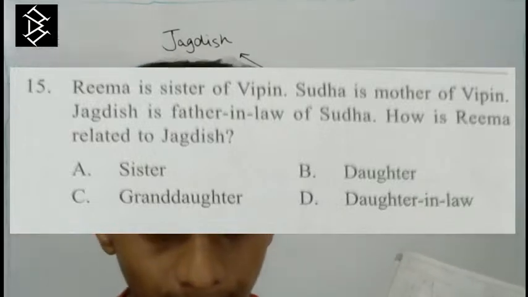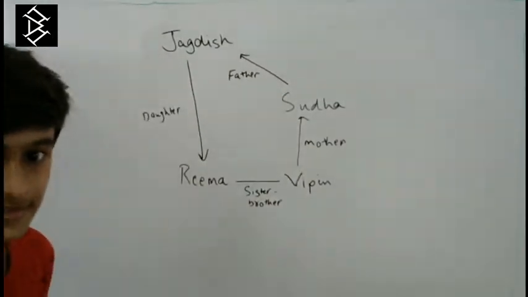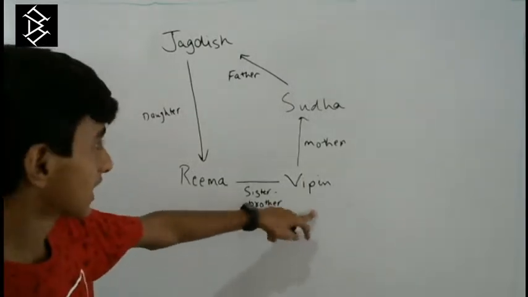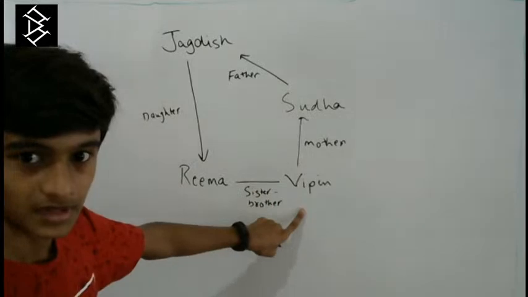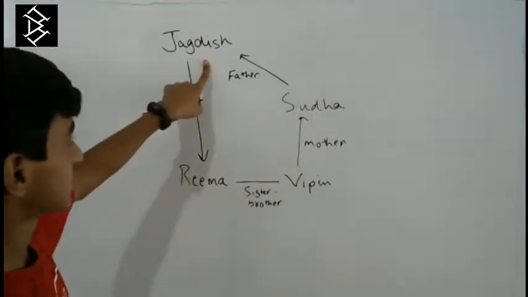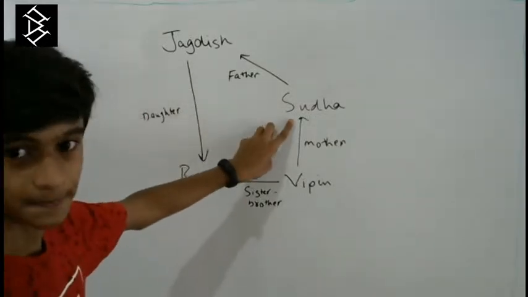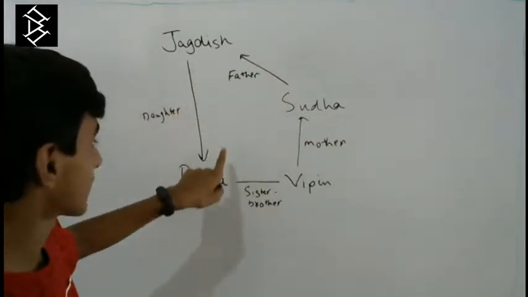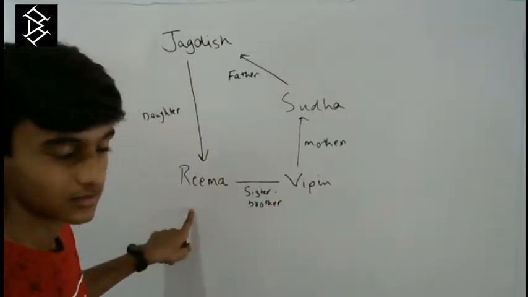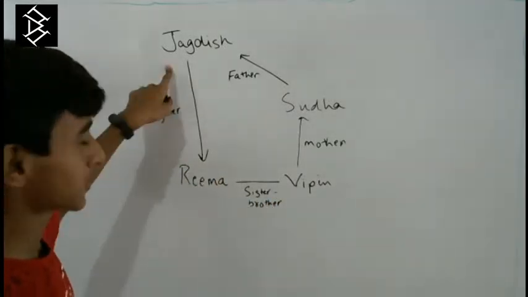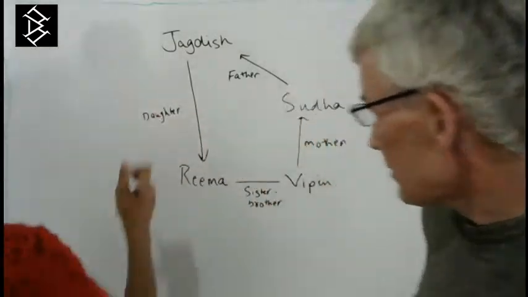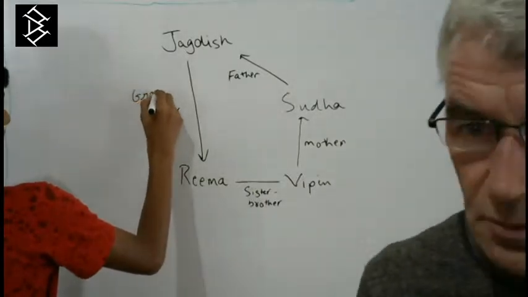So this is a cycle. First of all, they told Rima and Vipin are sisters and brothers. And Sudha is the mother of Vipin. Then Sudha is mother of Rima also. Then they have told that Jagdish is father-in-law of Sudha. So Jagdish is the grandfather of Vipin and Rima. So how is Rima? So Rima is the granddaughter. Option C, granddaughter.